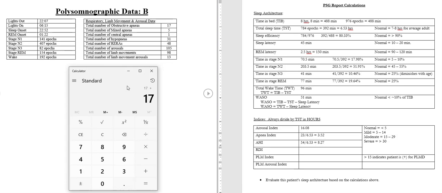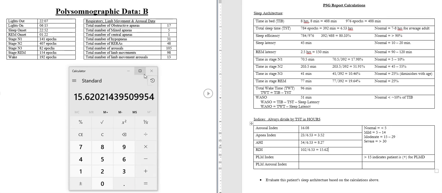So 17 plus 5 plus 1 plus 31 plus 48 is 102. So 102 divided by 6.53. And I'm just writing it out here, so if you do better visually to see what I'm doing, to see my math, you can see how I'm getting these numbers. So the RDI is 15.62.